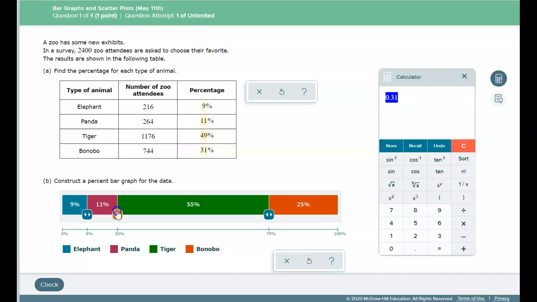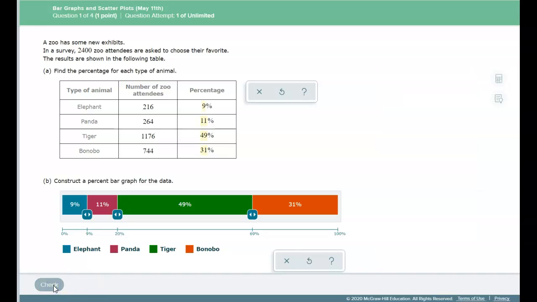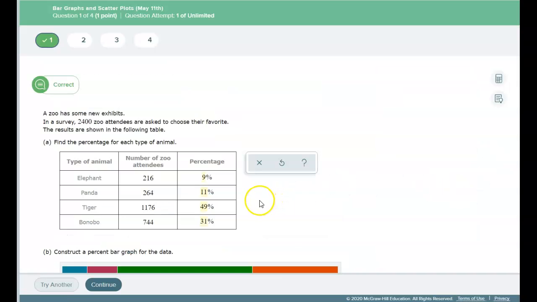These were the reasons I wanted to video record this lesson this way. Okay, then next, the tiger is 49% and he's green. So we want to grab the arrow and move it to 49%. And then hopefully, if I did all the other ones right, the last one, the bonobo, would be right. And it is 31% and 31%. Then I can check my answer, and good, it was correct on that. So hopefully you followed those steps on how I got the percentages and then what I did with the graph.